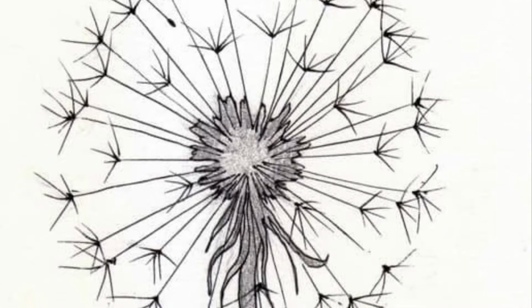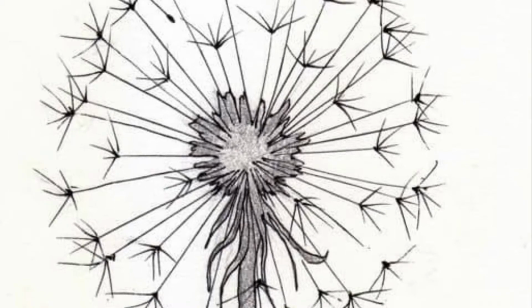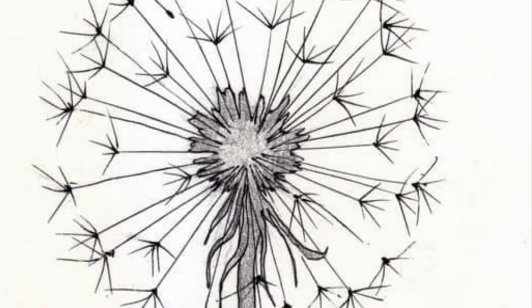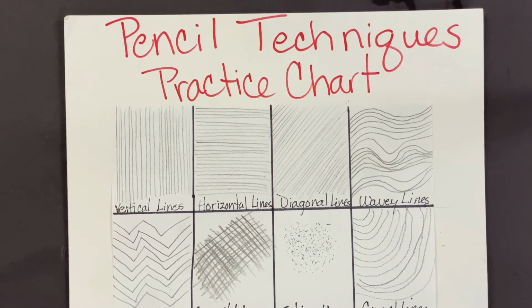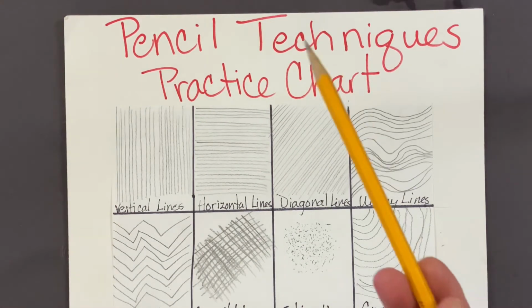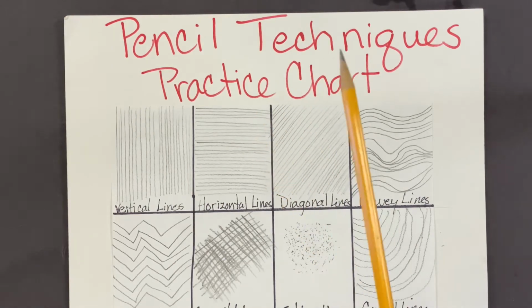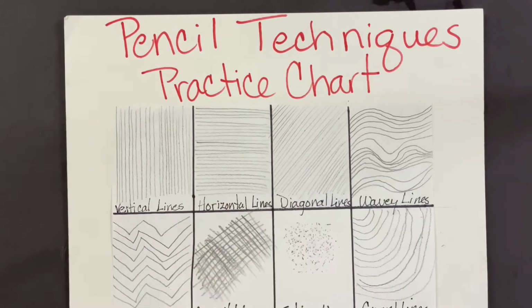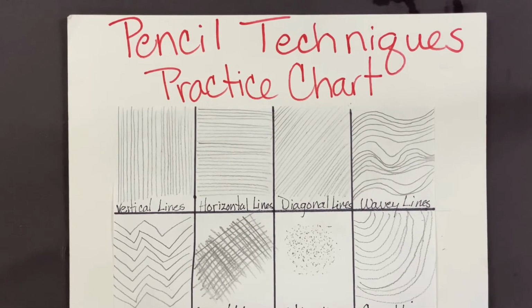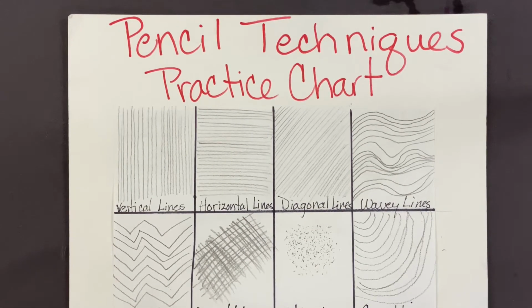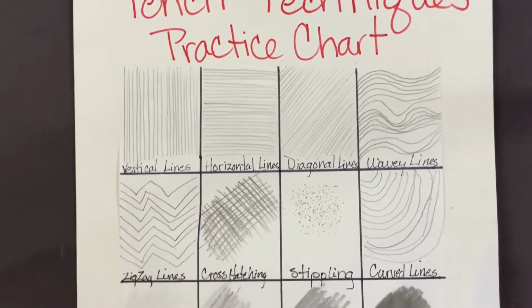Let's get to drawing. I have some ideas for you. You can use these that I've just discussed, or take a look at these. Sketchbook practice ideas with pencil. So for this project, all you need is a pencil and some white paper, and if you have a stapler, if not, I can show you how to work with that. But here are some pencil techniques, practice chart ideas that would help you with your drawing.